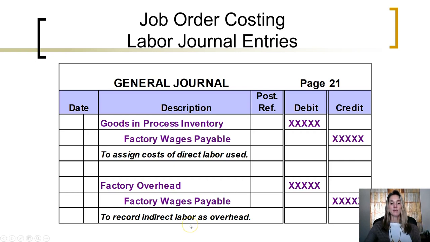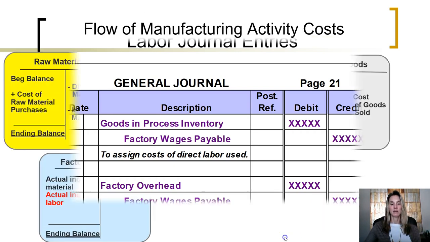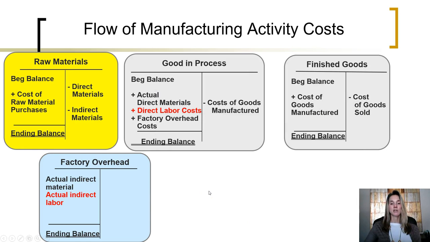As actual indirect labor costs are incurred, we record the amount of indirect costs with a debit to factory overhead and a credit to factory wages payable, or to cash if it is paid immediately. We can see these costs being recorded. Direct labor costs are recorded directly into goods in process. The indirect labor costs are debited into factory overhead.